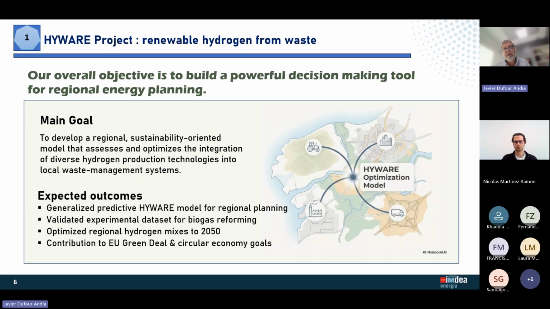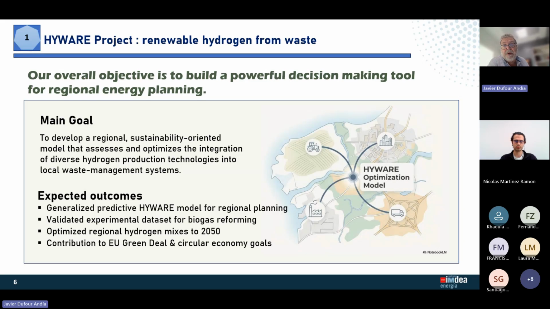And then you have here the main goal of our project, which was to develop, as you see, a regional and, of course, sustainability-oriented model to optimize the integration of these different technologies into this local waste management system. So these were the outcomes that we have.